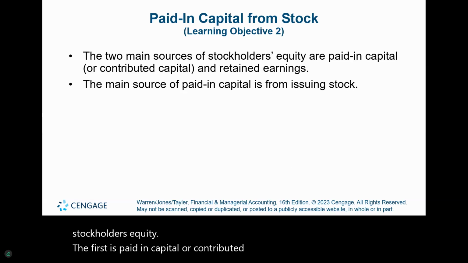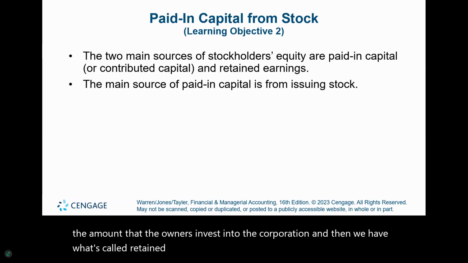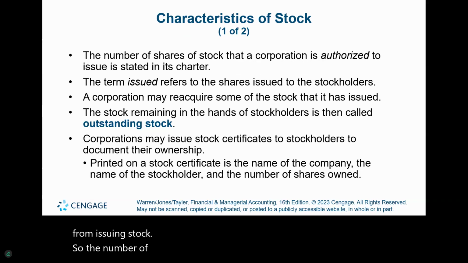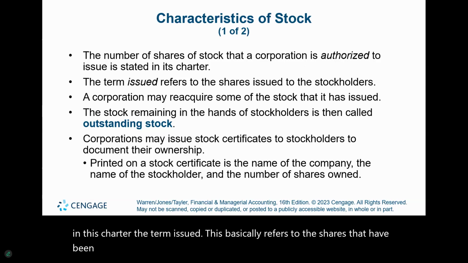This basically represents the amount that the owners invest into the corporation. And then we have what's called retained earnings. So the main source of paid-in capital is from issuing stock. So the number of shares that a corporation is authorized to issue is stated in its charter. The term issued basically refers to the shares that have been issued to the stockholders.